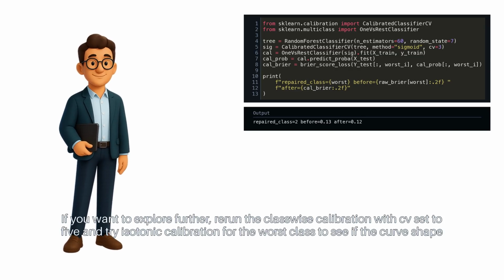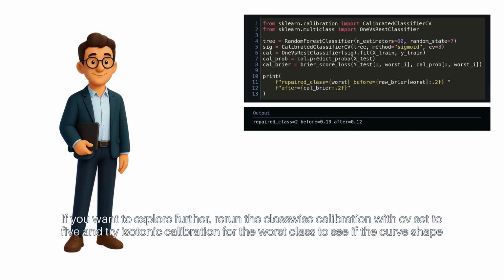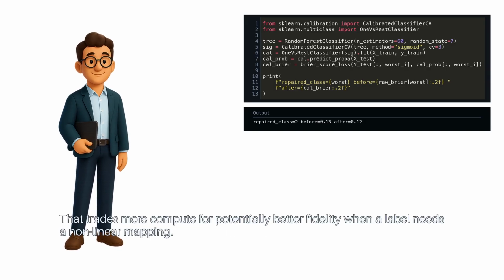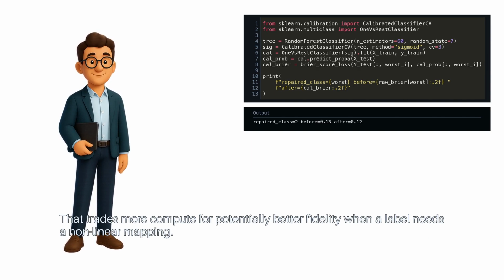If you want to explore further, rerun the class-wise calibration with cv set to 5 and try isotonic calibration for the worst class to see if the curve shape improves. That trades more compute for potentially better fidelity when a label needs a non-linear mapping.